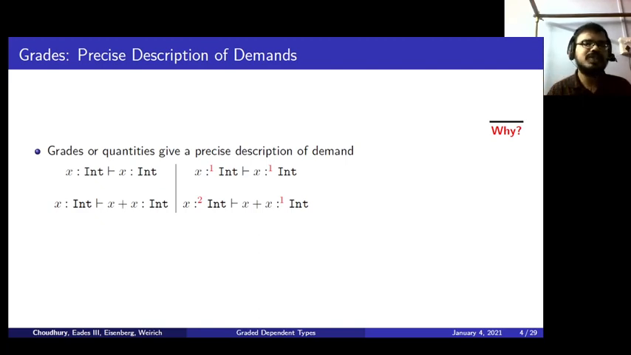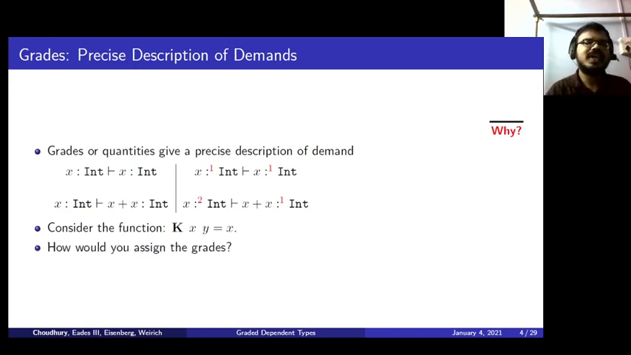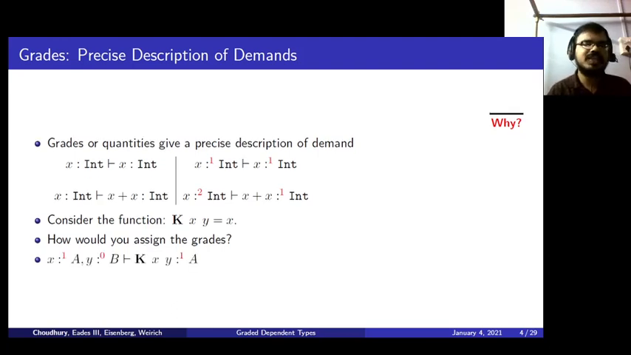In these two judgments, the quantities show how many copies of the variable is needed in the term. X needs just 1 copy of itself. X plus X needs 2 copies of X. Now consider this function k, which returns its first argument and ignores its second argument. Now, how do you assign the grades? Since k ignores y, it should have grade 0, but since it returns x, it should have grade 1. Note that the grade to the right of the turnstile is always 1, so we omit that grade.